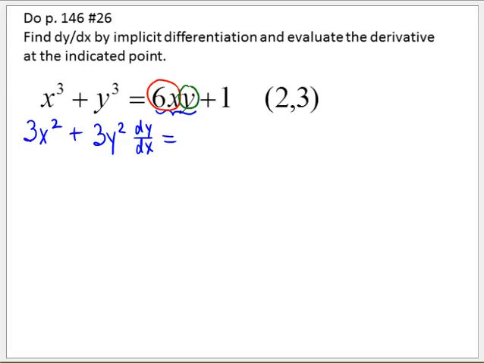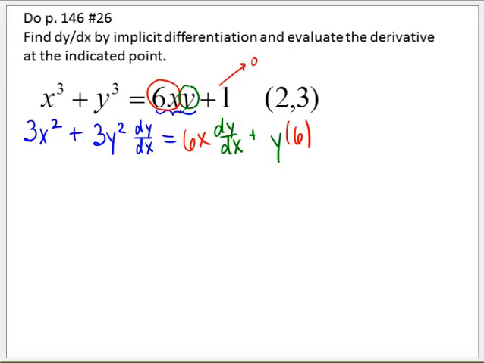So I'm going to start out by saying first times the derivative of the second, the derivative of y would be dy over dx, plus the second, y, times the derivative of the first, which would be 6. And then I'd have plus 0, which I don't need to write. The derivative of that is 0.